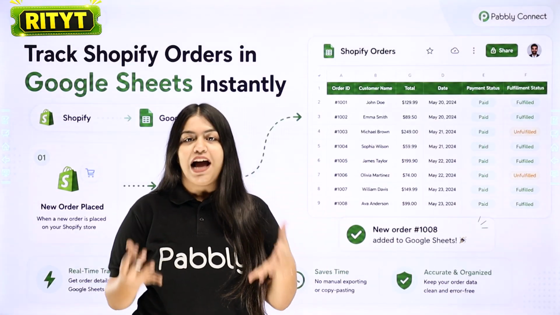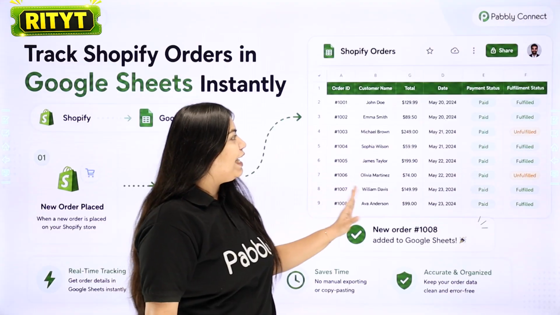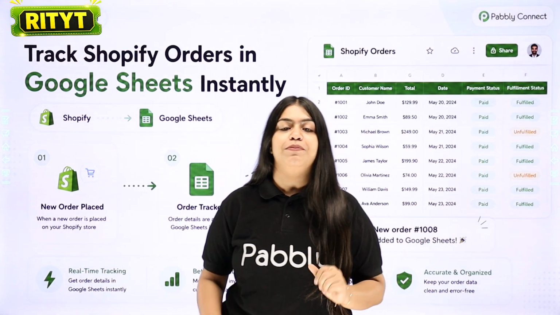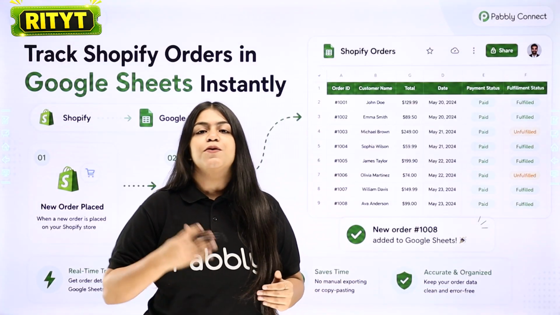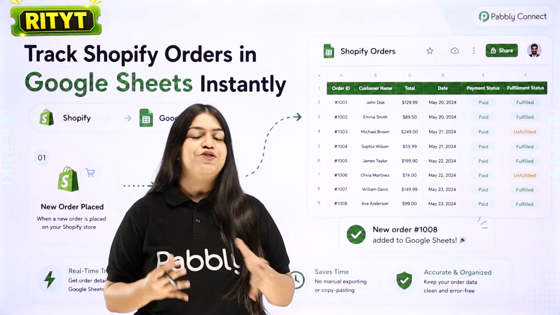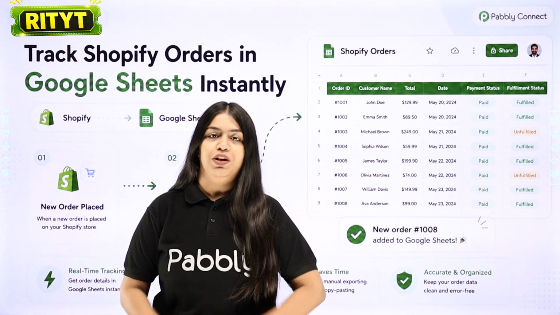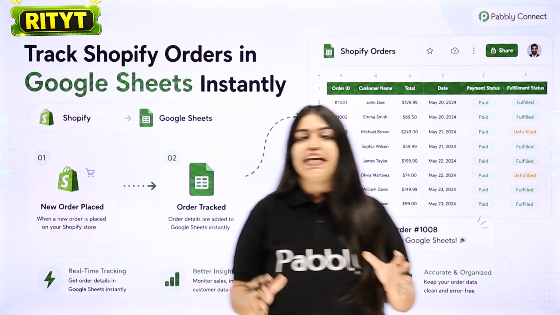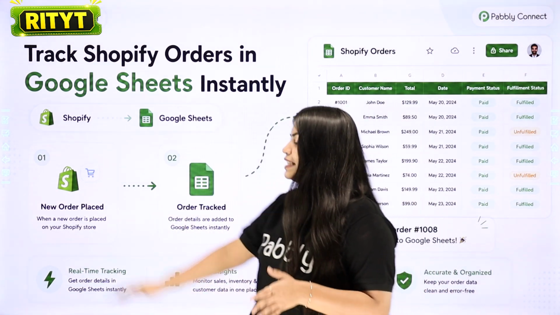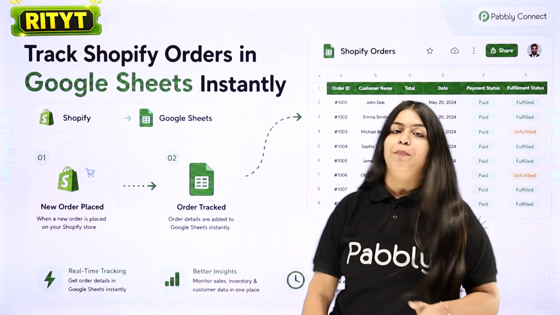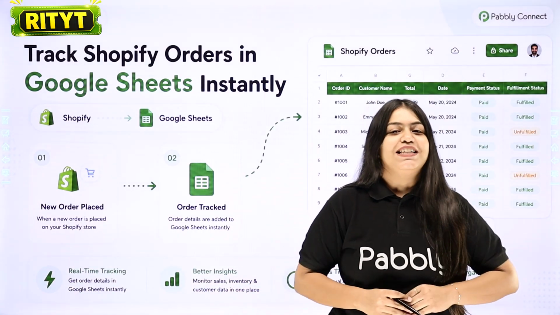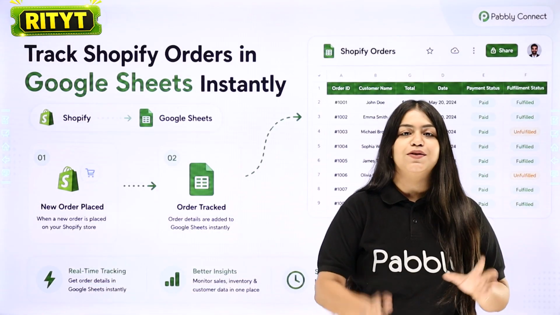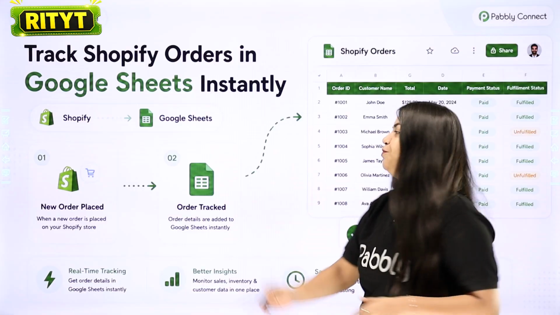What all details you can add in your Google Sheets is order ID, customer name, total, the date, the payment status, and also the fulfillment status. Further, you can also update the status in your spreadsheet only. How is this useful? First of all, it gives you an accurate and organized data. It saves you a lot of time, and you can see real-time tracking and also better insights. Okay, so now let's move towards the next automation. Apart from Google Sheets, you can also use Notion or Airtable too. Let's move on further now.